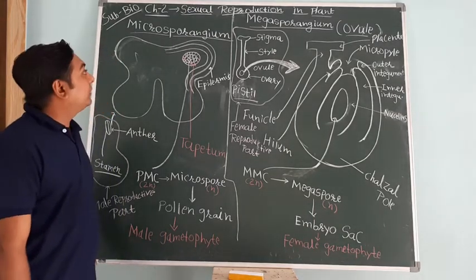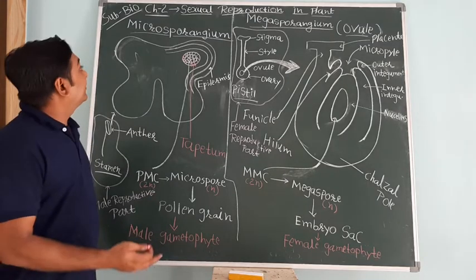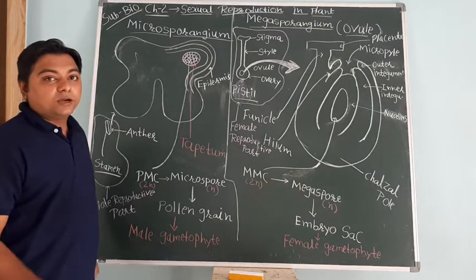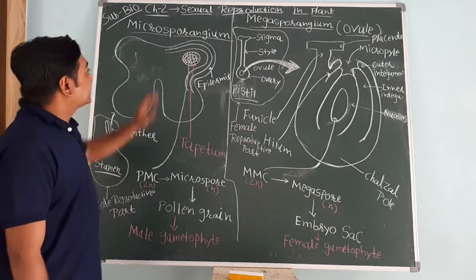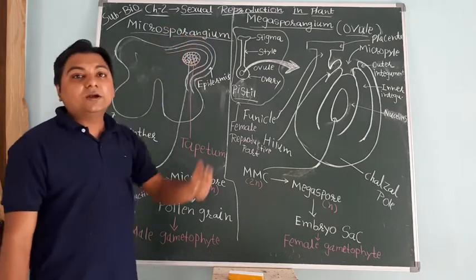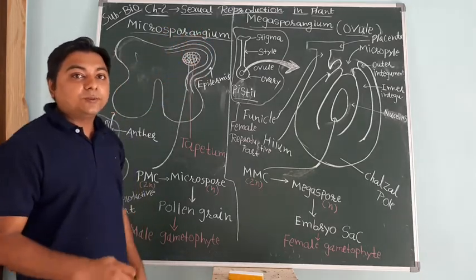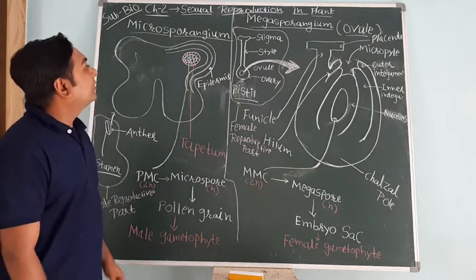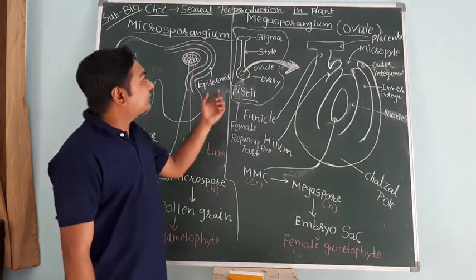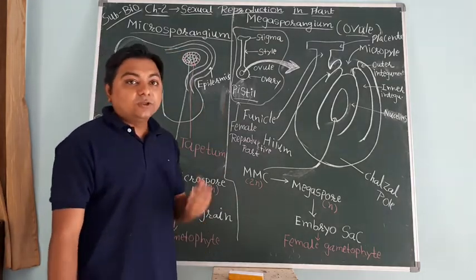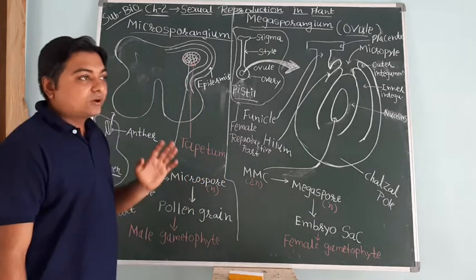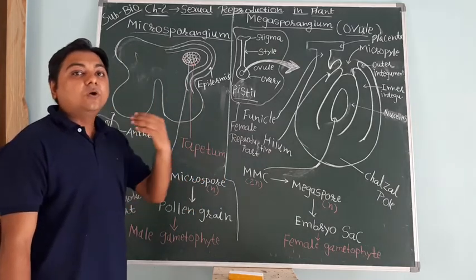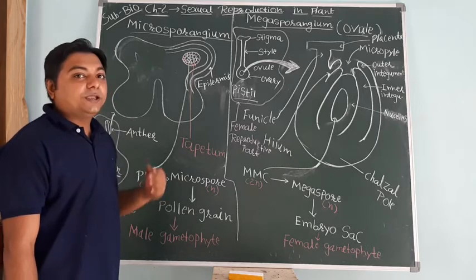Today we are going to learn about chapter number 2, sexual reproduction in plants, of class 12. Okay, so sexual reproduction we have already learned in chapter number 1. But we are going to learn about sexual reproduction in plants. All of you know what reproduction is. Reproduction is the process to produce new offspring, but we are going to learn about it in plants.